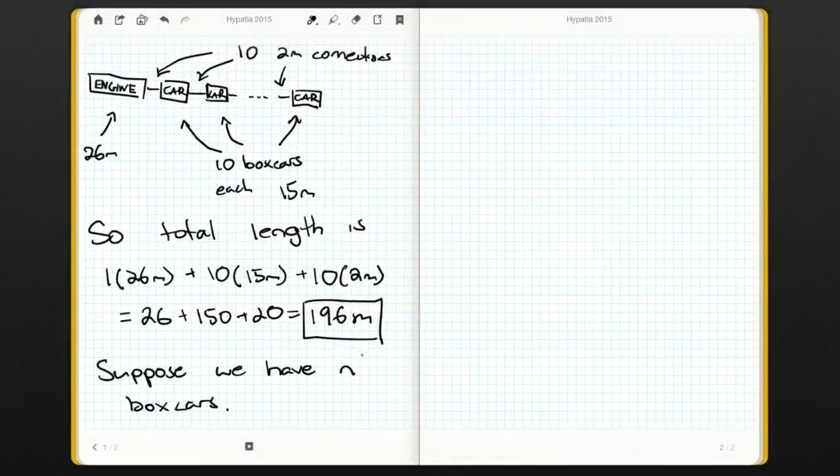Alright, so for B part, we don't know how many boxcars there are, so we're just going to give it a random number named n. I chose n as opposed to something like x because n will hopefully at least subconsciously remind us that we should be looking for an integer value, a positive integer value. You can't have 17 1/3 boxcars, for example. So if we get a fraction, hopefully we'll know we did something wrong.